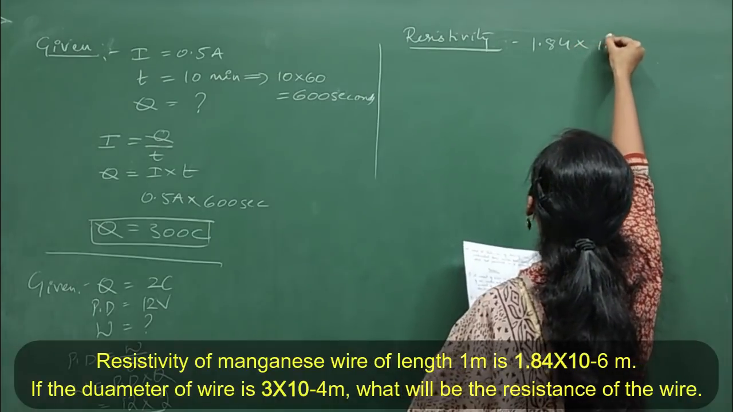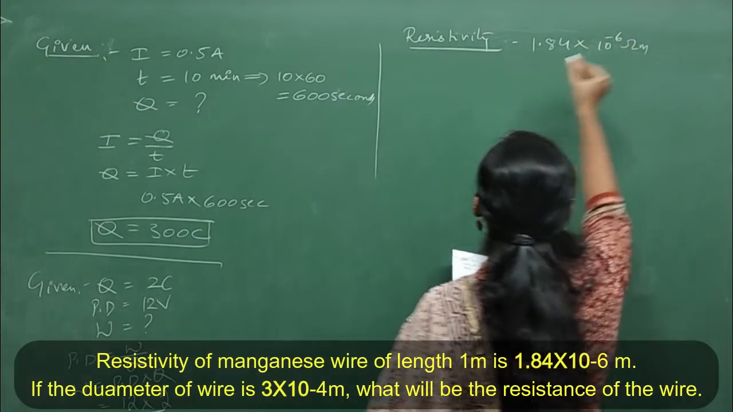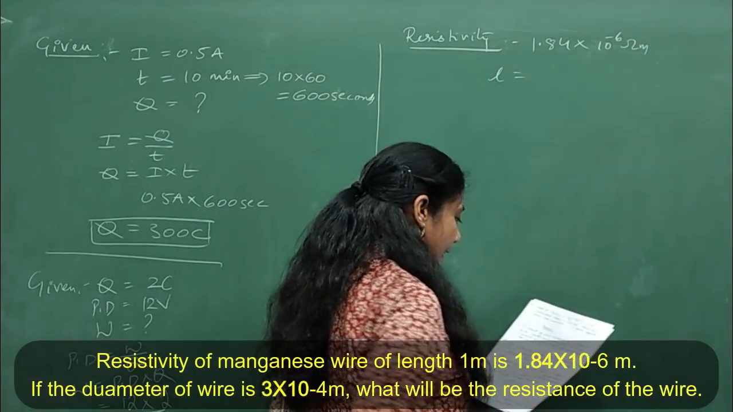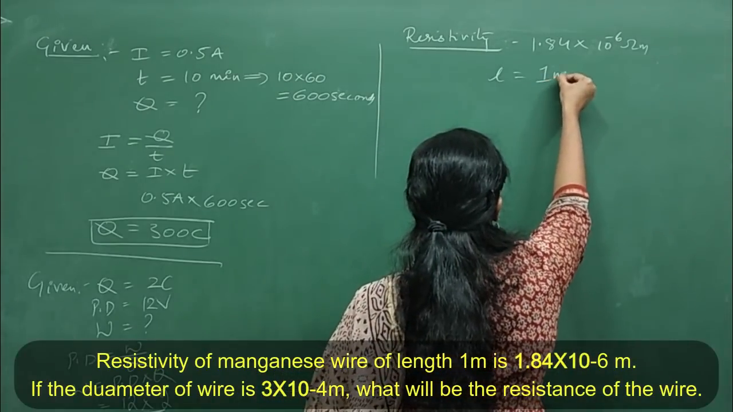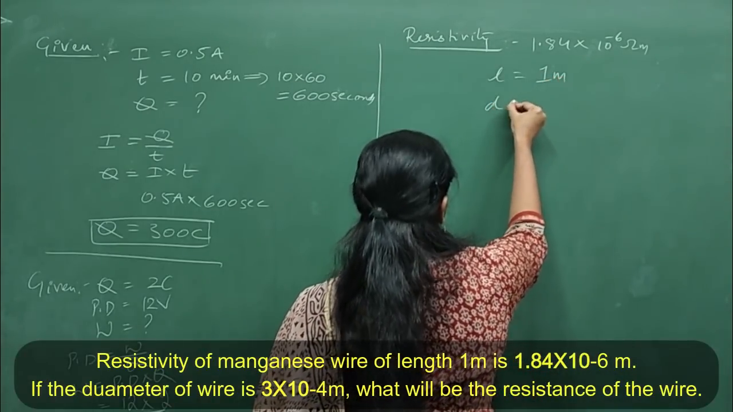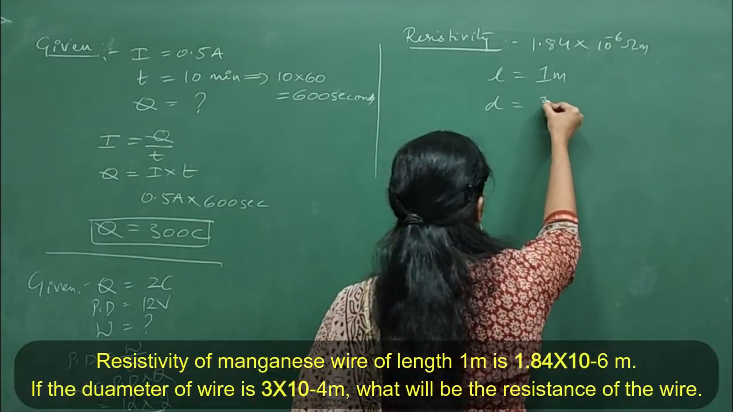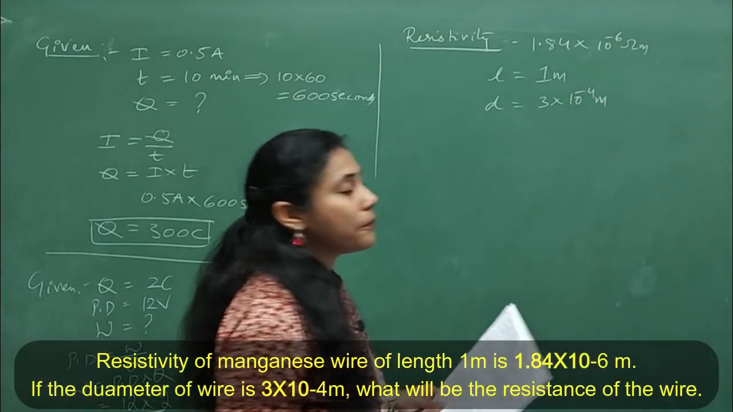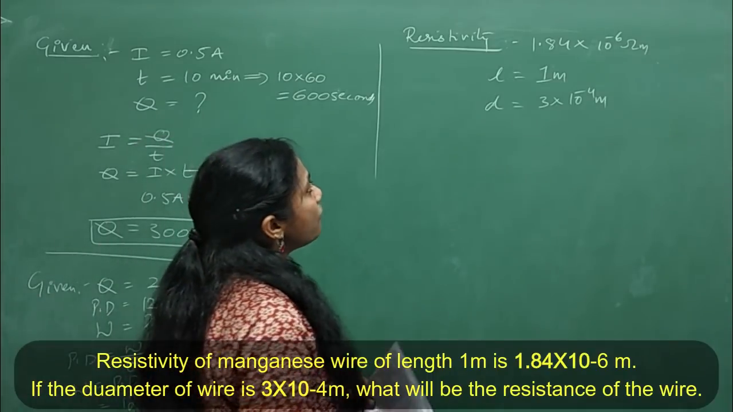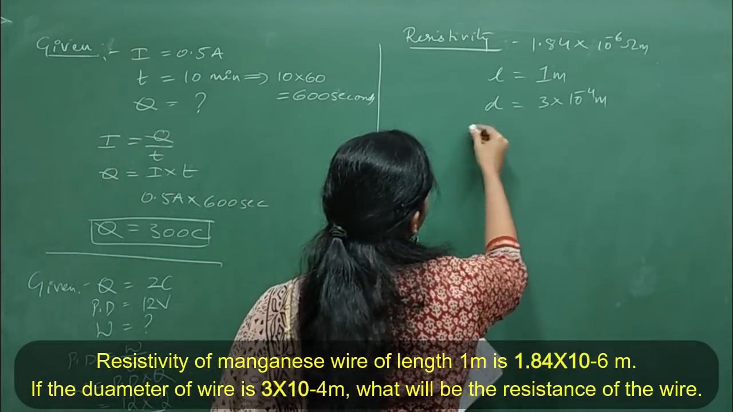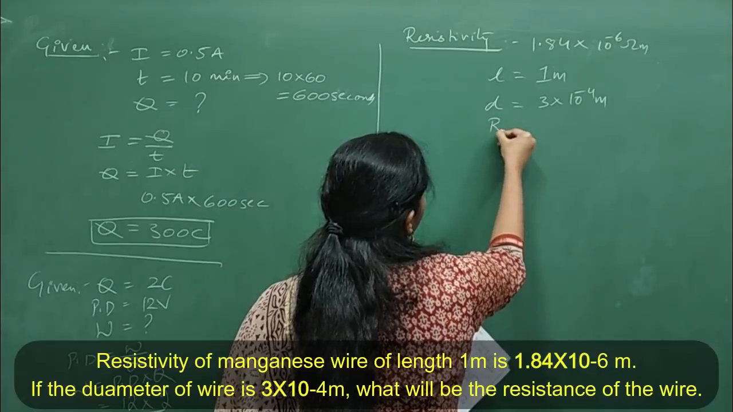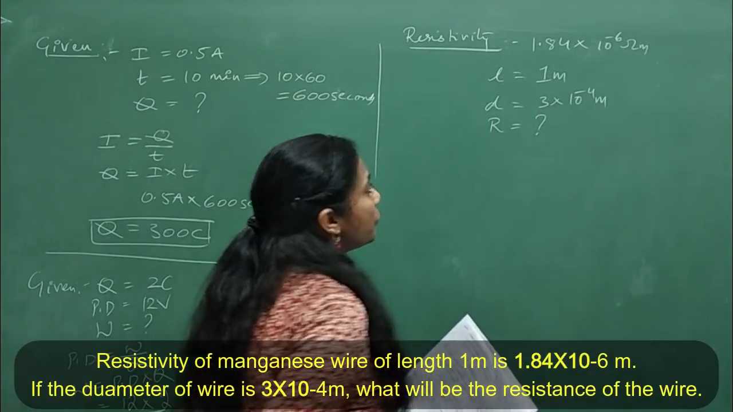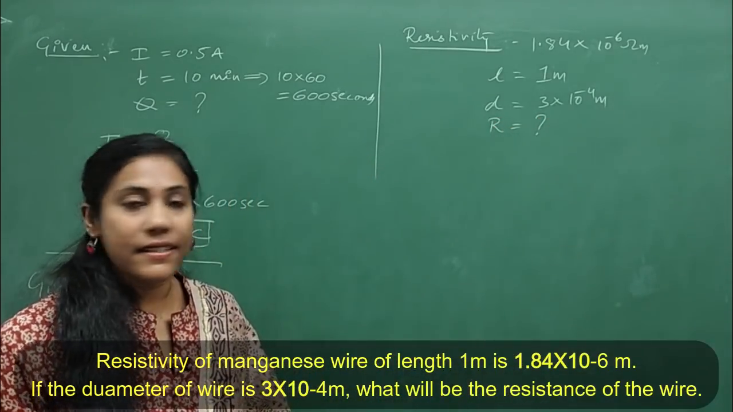1.84 into 10 power minus 6 ohm meter. And they have also given the length of a wire, that is 1 meter, and they have given the diameter, that is 3 into 10 power minus 4 meter. Okay, so what is the formula you will use here? Before that, what have they asked you to calculate? They have asked you to calculate resistance, isn't it?